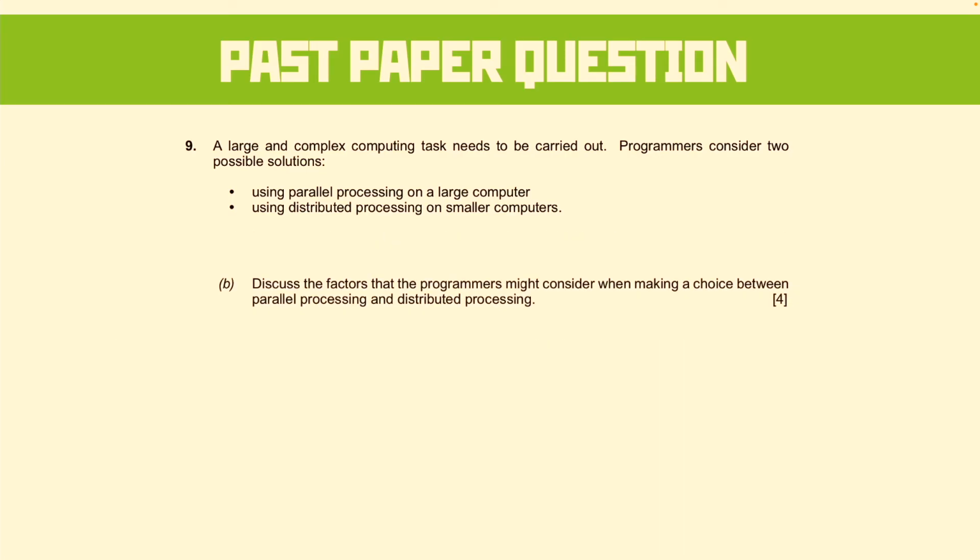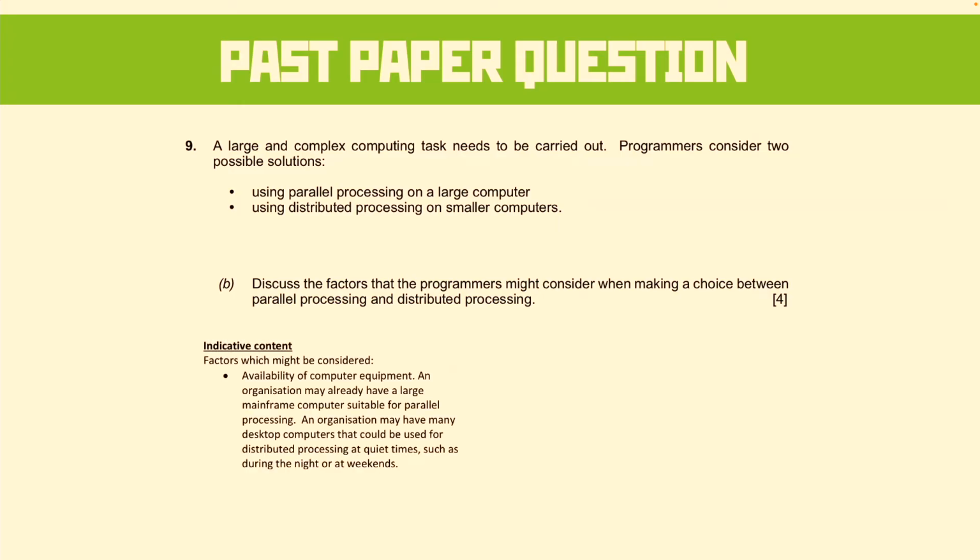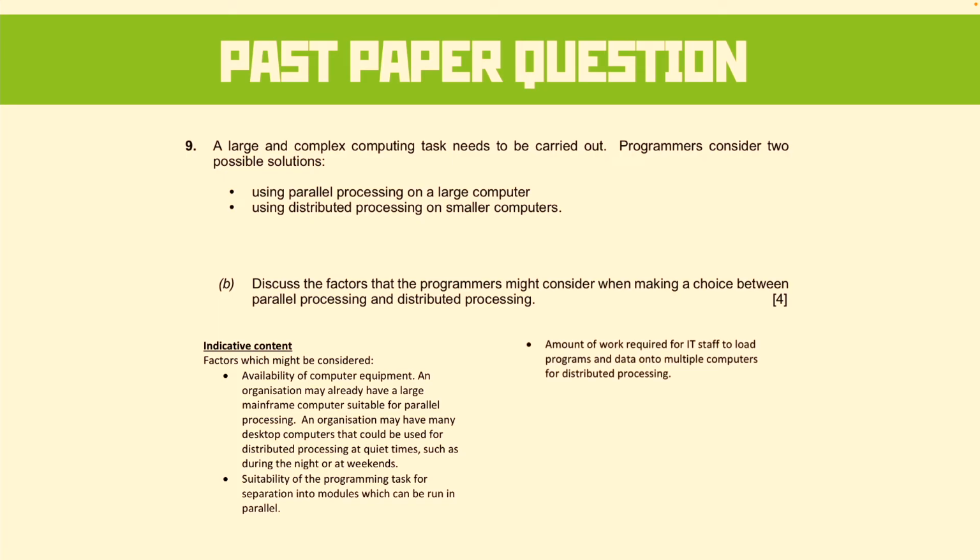Part B, discuss the factors the programmer might consider when making a choice between parallel and distributed. So whether I split the job up and do it on this machine, or whether I split the job up and do it on multiple machines. There's a bunch of stuff here. But first of all, how much computer equipment have we got and what have we got? We might be a business where we've got a quiet time on weekends, in which case distributed might be better because I've got all these computers sitting unused on the weekend. The suitability of the programming task. Can I split it up? Is it parallelizable? That's an important question as well. The amount of work required for the IT staff to load the programs and data onto multiple computers.